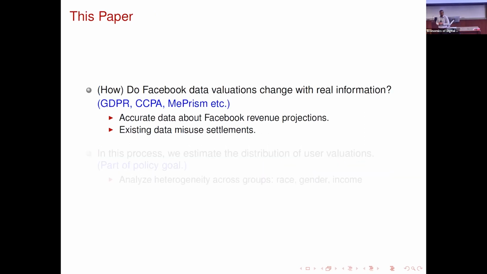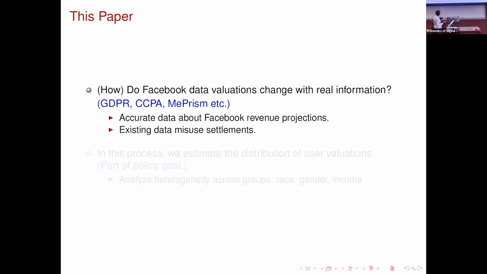So what do we do in this paper? In this paper, we focus on Facebook. In some other smaller scale studies, we also look at different platforms like Twitter and Instagram. But in the main experiment, we focused on Facebook data. And the main question we ask is, if we provide users with real-world information about how much money Facebook makes from your data, and how much the courts decided your data was worth when it was involved in some legal settlement, once you provide people with this real-world information, do people change their valuation of their data or not?